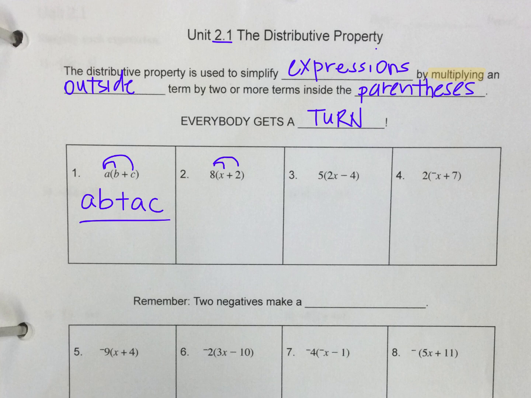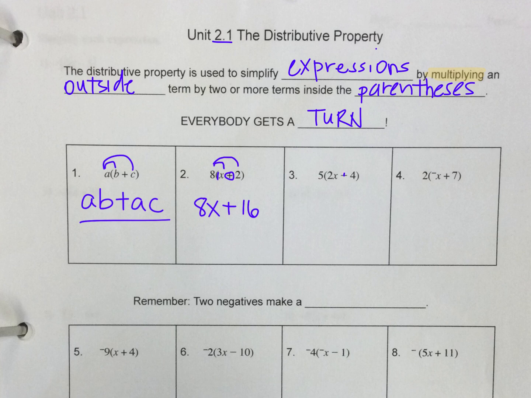Everybody gets a turn. 8 times 1x is 8x. Then there's a plus right here in the middle, so I'm going to put a plus. 8 times 2 is 16. I can't put an 8x and a 16 together, so I'm all done.